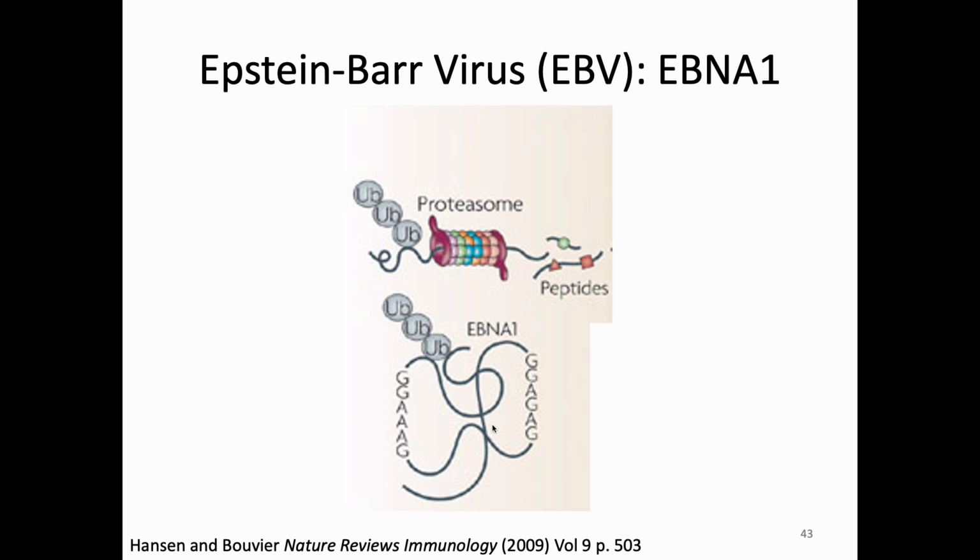As a result, we don't make peptides from EBNA1. And so EBNA1 can never get presented on MHC Class I. The cell keeps on presenting self-peptides just fine, but it never presents EBNA1. And so the virus is basically hiding from CD8 T cells. And so in this case, we are seeing a virus that is evading the step of proteolysis.